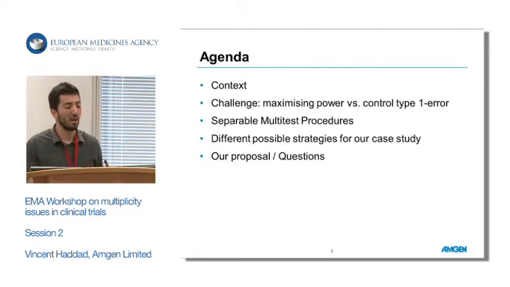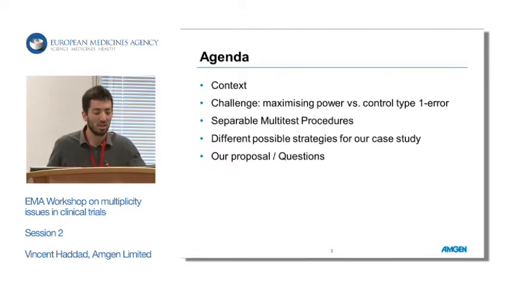So it's a case study, and I have more questions than answers to propose. I will explain the context of these phase 3 trials with two doses, low dose and high dose, and a placebo arm. So two comparisons, and also several endpoints: a primary endpoint for the indication and a secondary endpoint to include into the label, to claim that in the label.